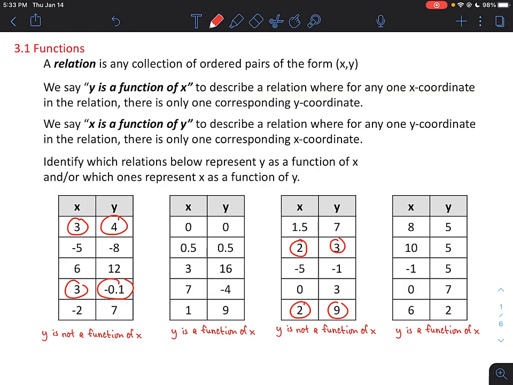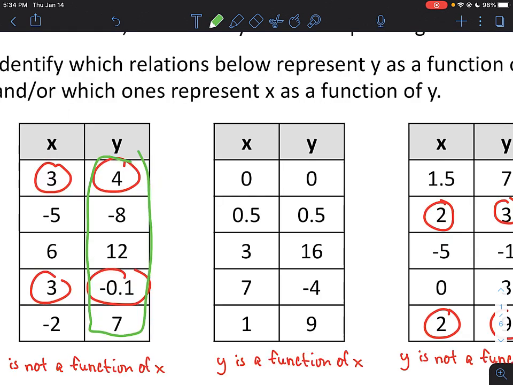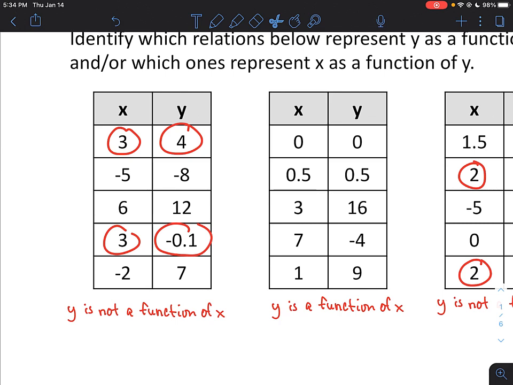Okay, let's look at the next line that's written up here. We say x is a function of y to describe a relation where for any one y coordinate in the relation there is only one corresponding x coordinate. So the thinking that we do here is the exact same thinking we've already done, except we switch the x and y in our thinking. In order to determine whether x is a function of y, you look to the y's, look for any repeats. If you see any repeats, then we have definite risk for violating that second condition. But here notice that there are no repeated y's in this first relation. So we can say that x is a function of y.